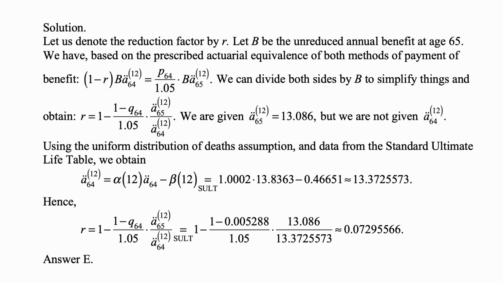Now we can divide both sides by B to simplify things and obtain R equals 1 minus q_64, because p_64 is 1 minus q_64, and we can look it up in the table. There is no p_64 in the standard ultimate life table, but there is q_64, and we'll look it up. So R equals 1 minus (q_64 over 1.05) times ä_65^(12) divided by ä_64^(12). And we are given ä_65^(12), that's 13.086, but we are not given ä_64^(12). Using the uniform distribution of deaths assumption and data from the standard ultimate life table, we can actually obtain it.